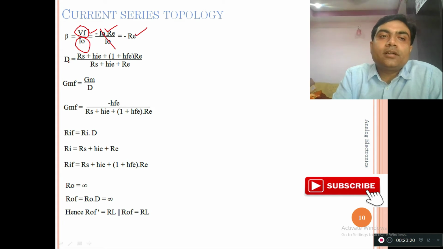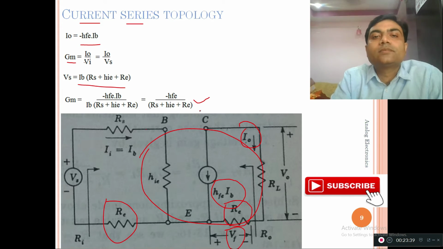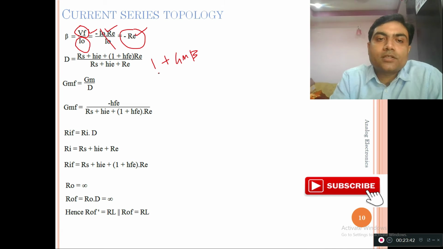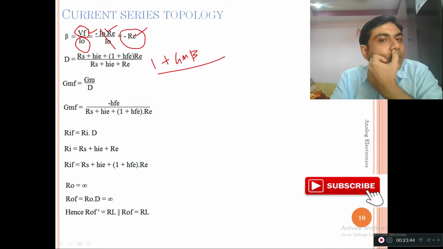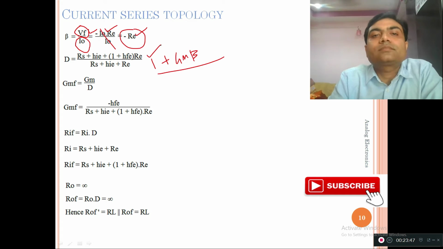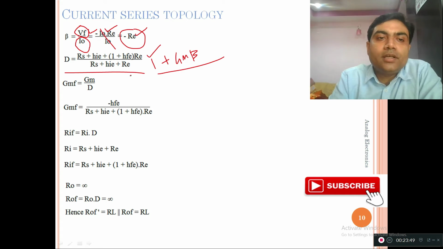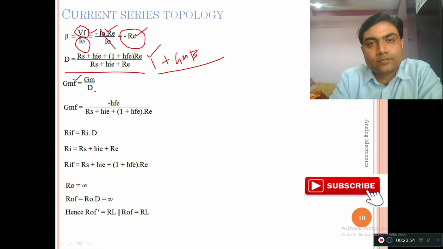So how can we determine D? D is nothing but 1 plus GM into beta. What is beta? Beta is RE. What is GM? GM we have already calculated over here. Just put this value in this formula and you will get D. Once you determine D, you can also determine the value of GMF. GMF is nothing but GM upon D.